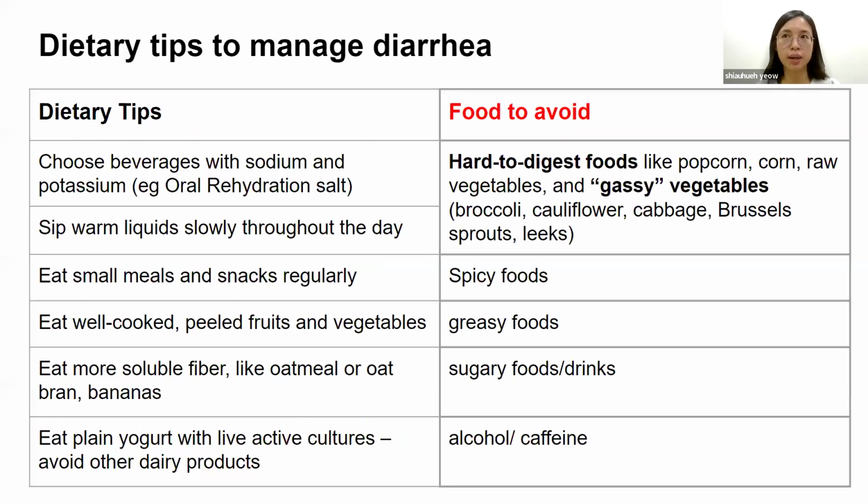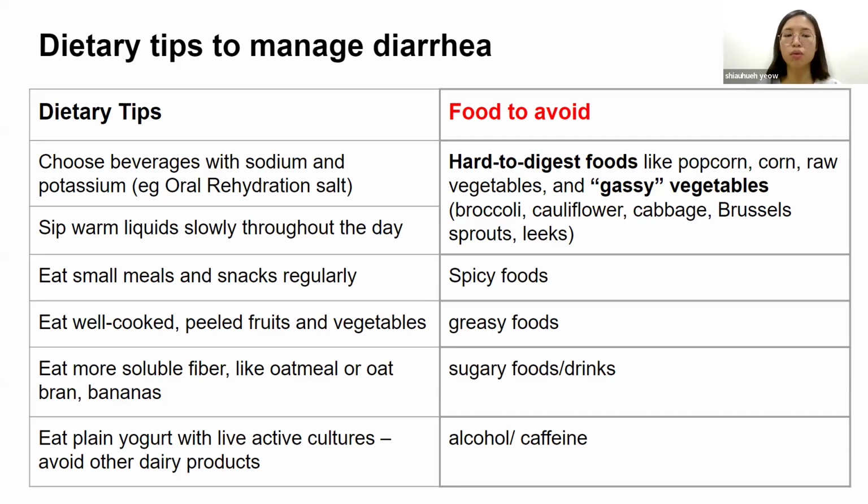And things that we can manage from your diet would be to increase the electrolytes in your water, such as adding oral rehydration salt, drinking it with a cup of water to replenish fluid. At the same time, stay hydrated, sip warm liquids slowly throughout the day, and try to eat small meals and snacks regularly so that it doesn't force the stool to come out that fast. Make sure that the food that you eat is well cooked.